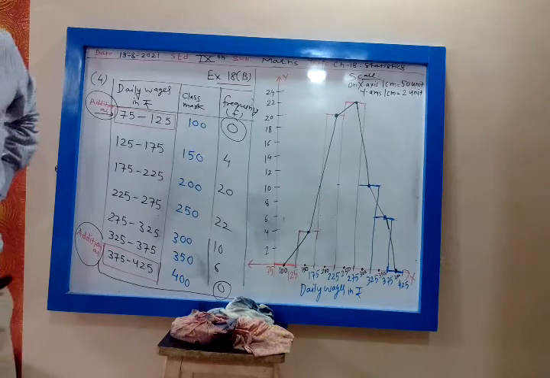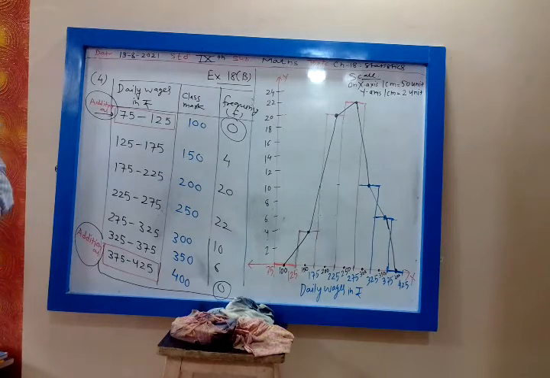Fifth one. Draw the frequency polygon for each of the following frequency distributions without using a histogram. Okay, let's do the fifth, the first one.